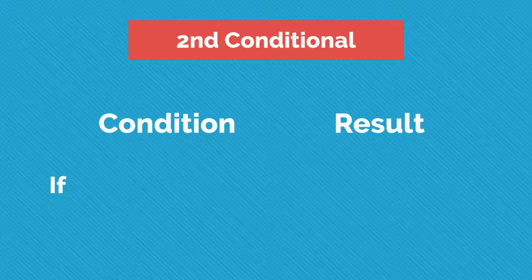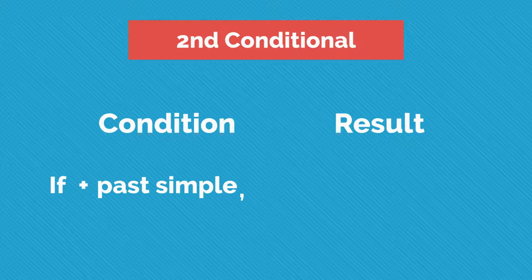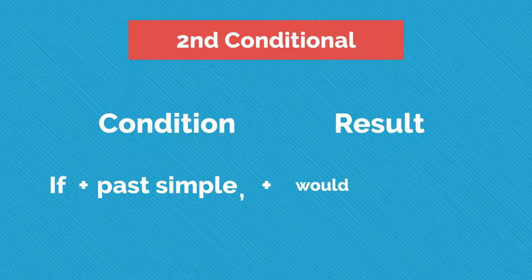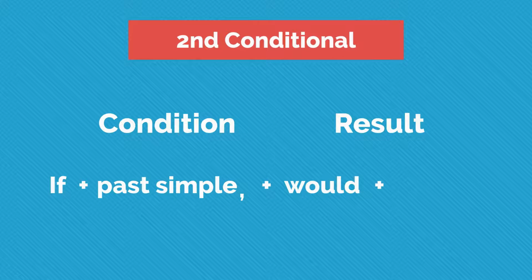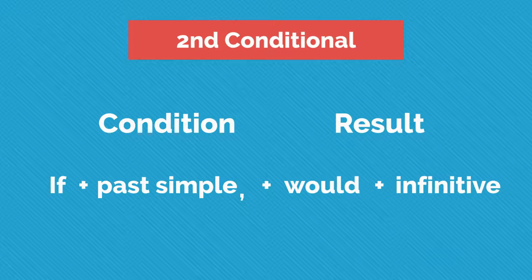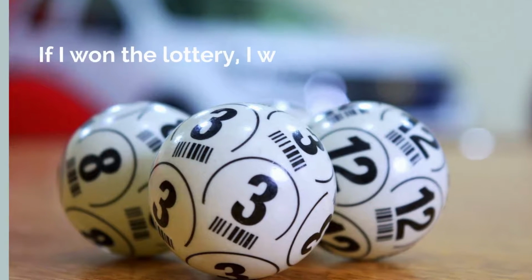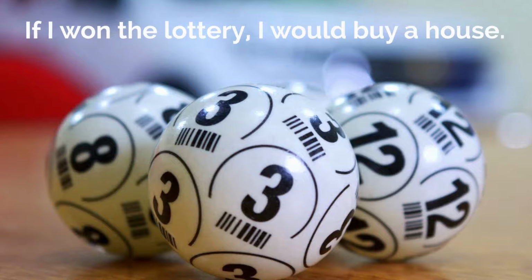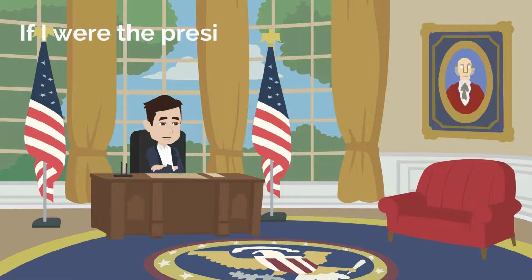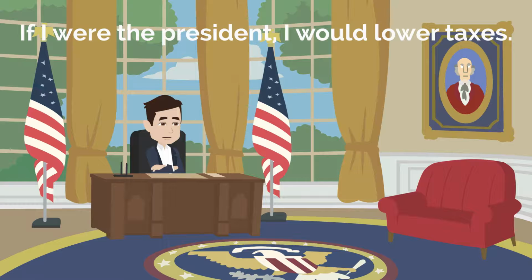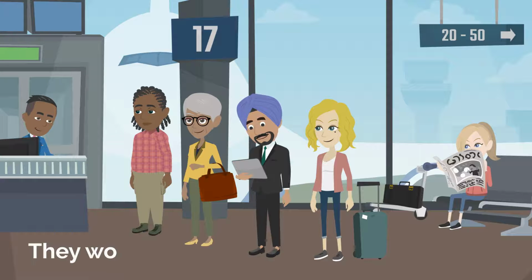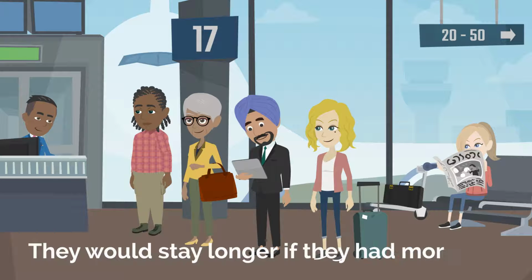The form is if plus past simple plus would plus infinitive verb. For example, if I won the lottery, I would buy a house. If I were the president, I would lower taxes. They would stay longer if they had more time.